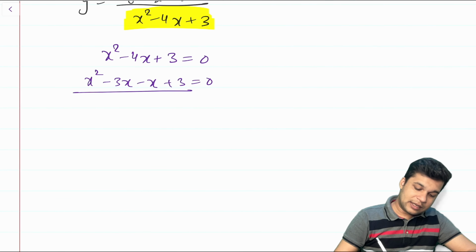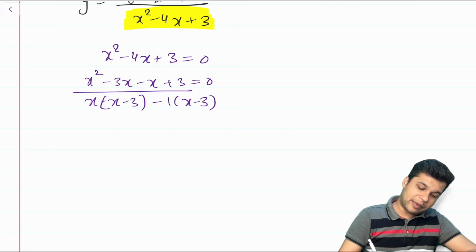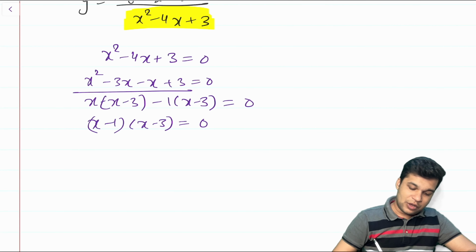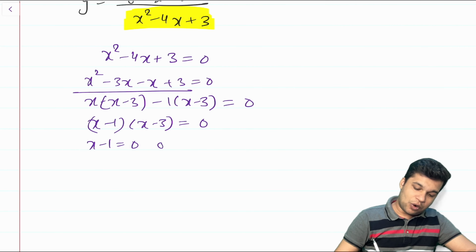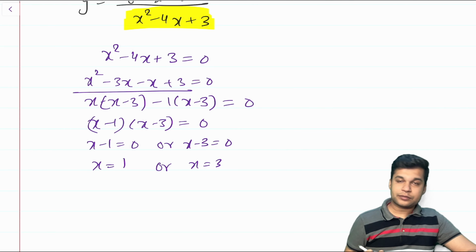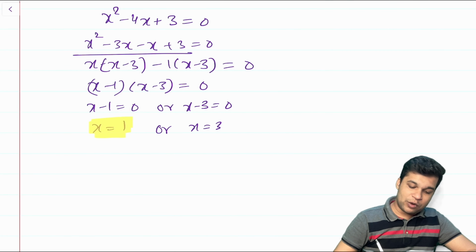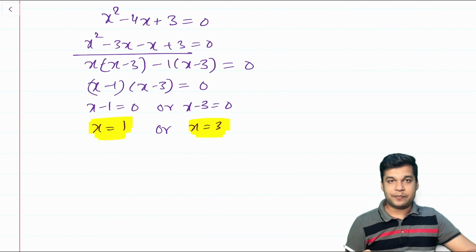Now you take x common from the first two terms, so x minus 3, negative 1 common from the other two terms, so x minus 3 equal to 0. So x minus 1 into x minus 3 equal to 0. So the product of two numbers is 0, one of them has to be 0. So x minus 1 is 0 or x minus 3 is equal to 0. So x is either 1 or x is 3. Okay. So guys, x equal to 1 and x equal to 3.